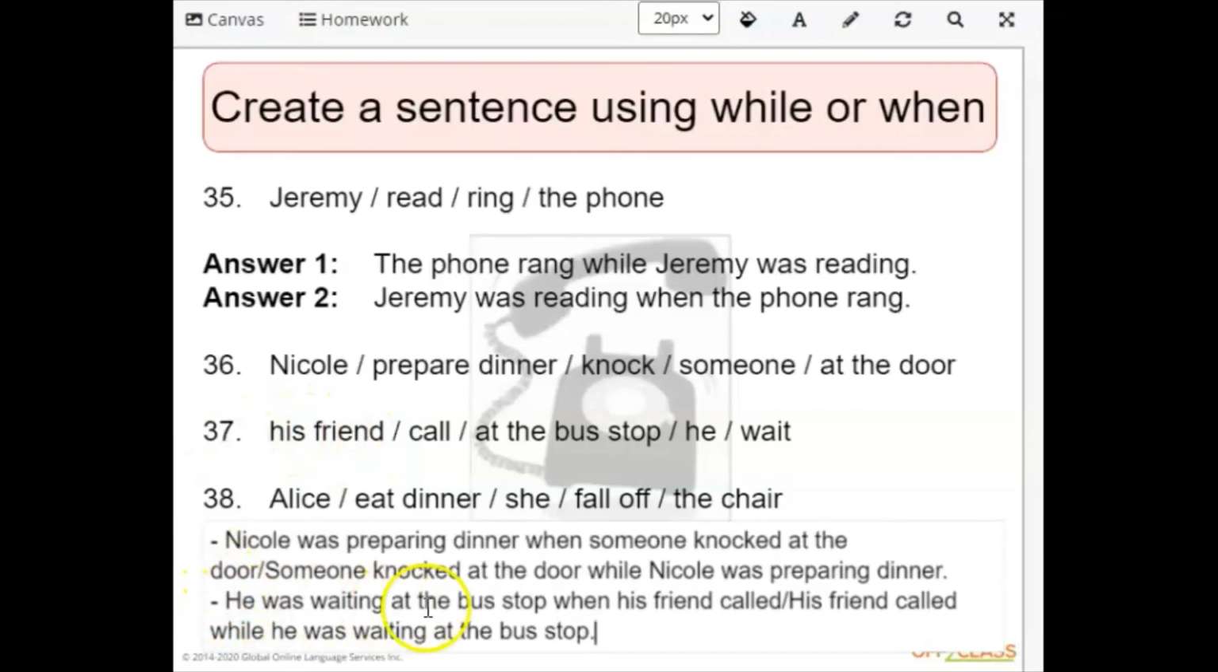Okay, let's look at the second one. He was waiting at the bus stop when his friend called, or when his friend called, he was waiting at the bus stop. With while, his friend called while he was waiting at the bus stop, or while he was waiting at the bus stop, his friend called. Okay, and the last one, so we could say, for example, while Alice was eating dinner, she fell off the chair, right? Or Alice was eating dinner when she fell off the chair.